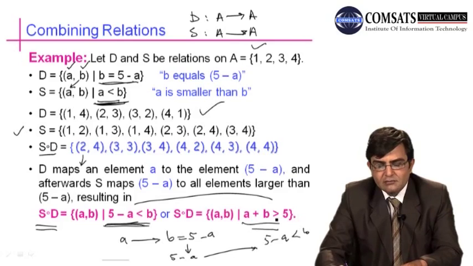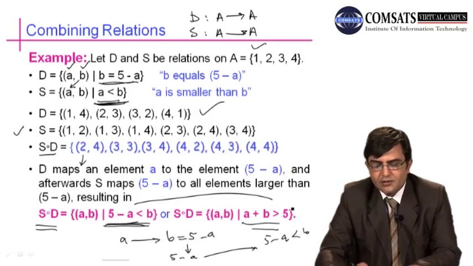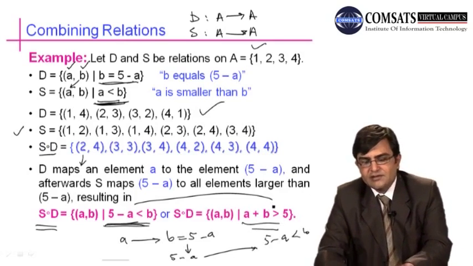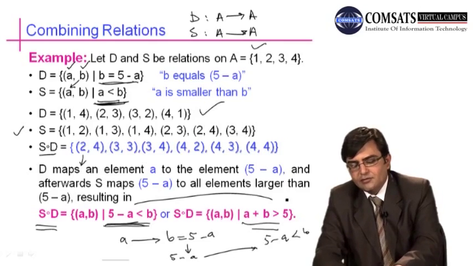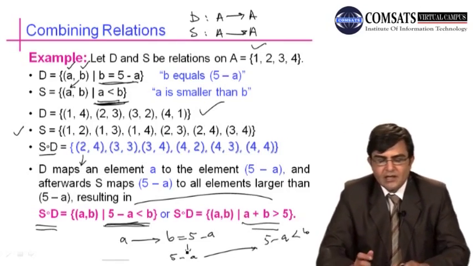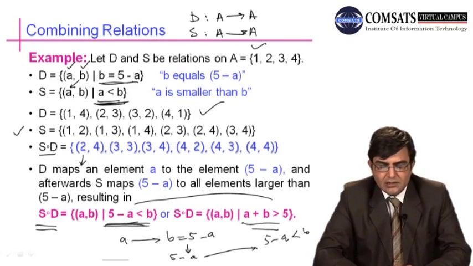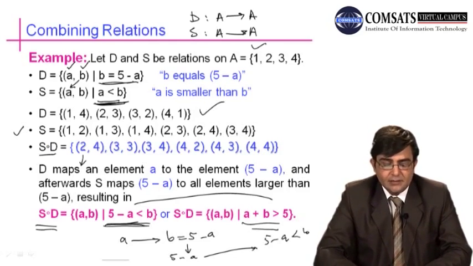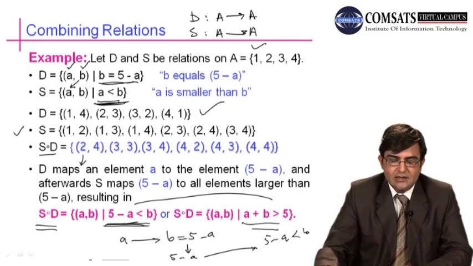So if we write 1 here, then we can write at most 4 here. 1 plus 4 is not greater than 5, so we cannot write 1 here. We can take 2 here, 4 here, because 2 plus 4 is greater than 5. 3 we can write because it gives us greater than 5. 3 4 7, 4 2 6, 4 3 7, 4 4 8. So these are ordered pairs which come in the composition of S and D. So this is how we can define the composition of two relations. I hope you understand it.